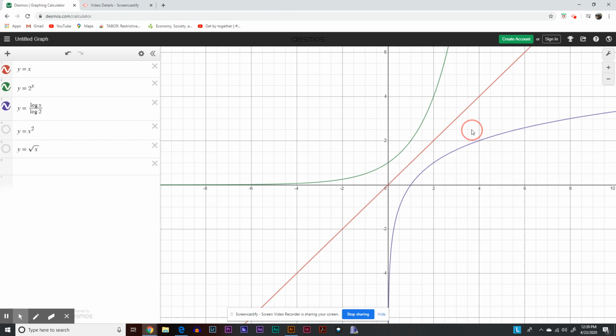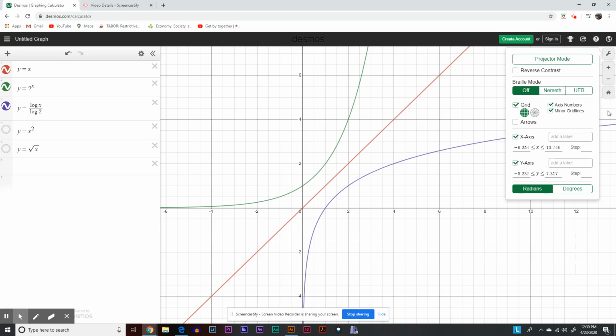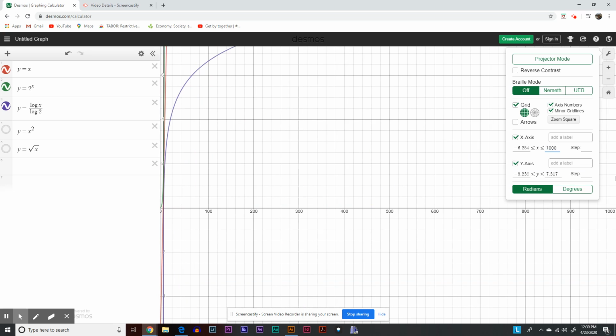If I wanted to, I could actually go over to my tools and say, well, let's just make my x axis, I don't know, let's extend it a little ways, maybe go out to 1,000 on it.